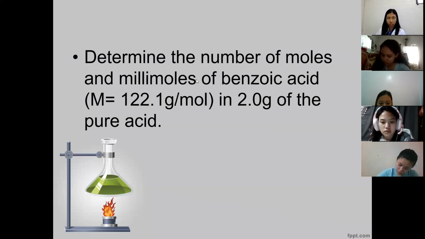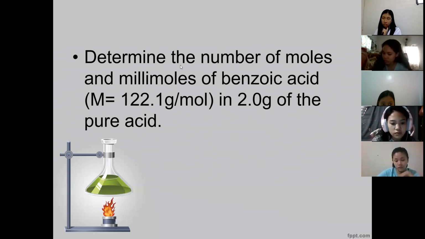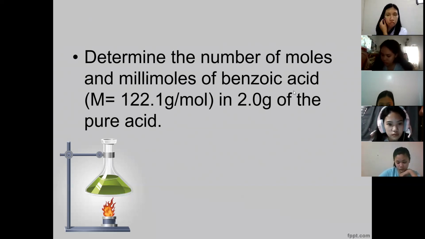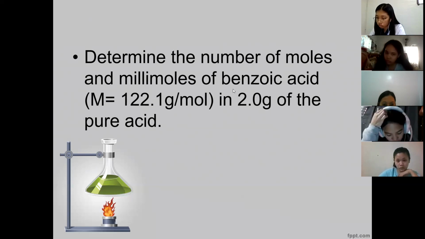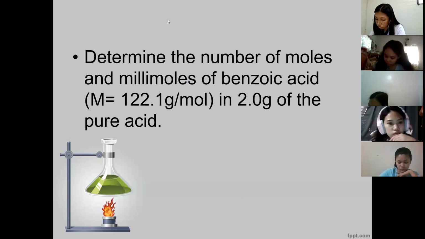Determine the number of moles and millimoles of benzoic acid in 2 grams of the pure acid. Okay, again, determine the number of moles and millimoles of benzoic acid. The molecular weight of benzoic acid is 122.1 grams per mole. We don't need to compute for the molecular weight anymore kasi it is already given in the problem. And then, another given is 2 grams of the pure benzoic acid.